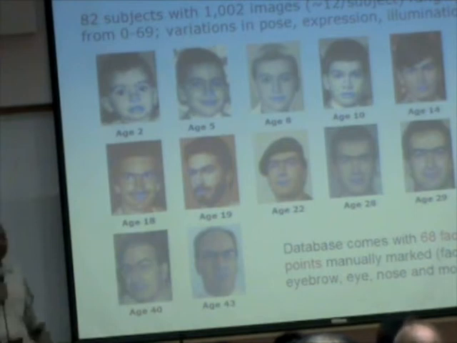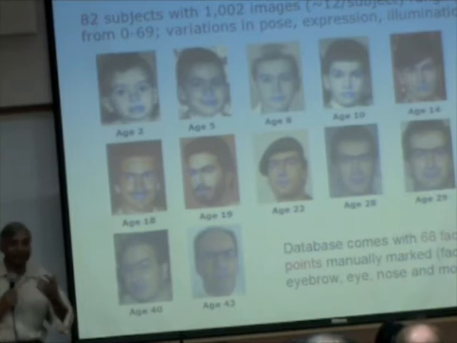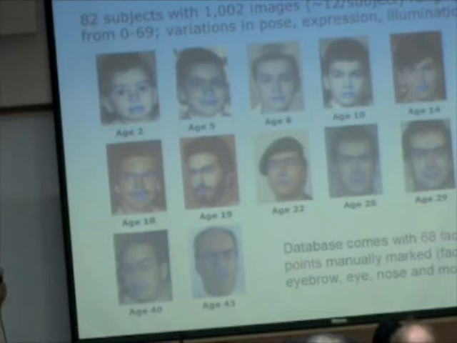It turns out that these images don't just differ in age, they also differ in pose, expression, and illumination. So you have to account for that as well. It's not that they're all frontal faces with neutral expression under controlled lighting. Here is one example, the same person from age 2 to age 43.